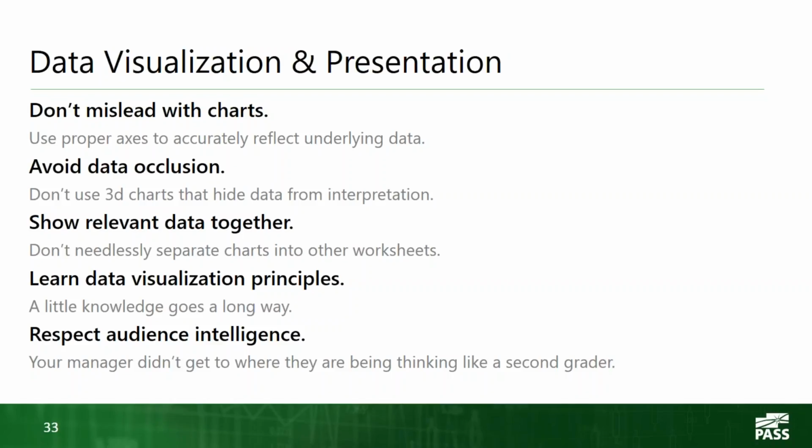We should avoid data occlusion, and that's a way of presenting data that actually doesn't show it, which I know doesn't make sense, and I'll give you an example here. We should always show relevant data together and not move it piecemeal around the spreadsheet. And you should learn some data visualization principles. A little bit actually does go a long way. And finally, we need to respect our audience's intelligence.